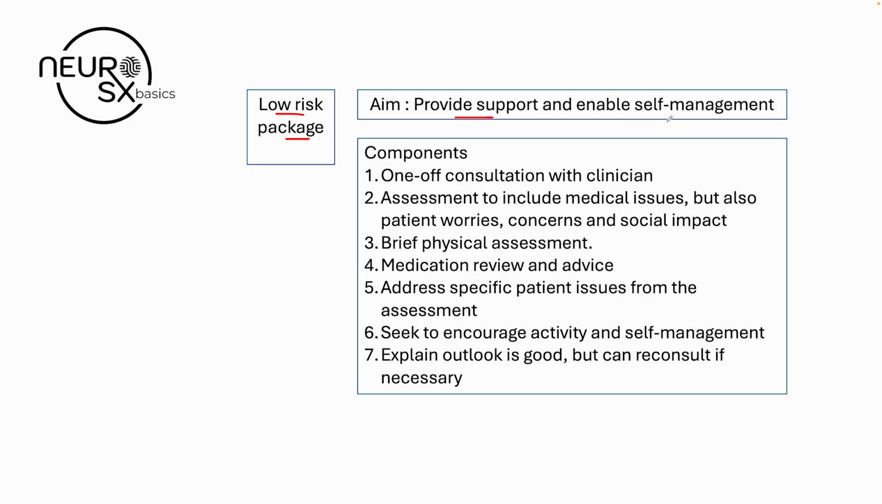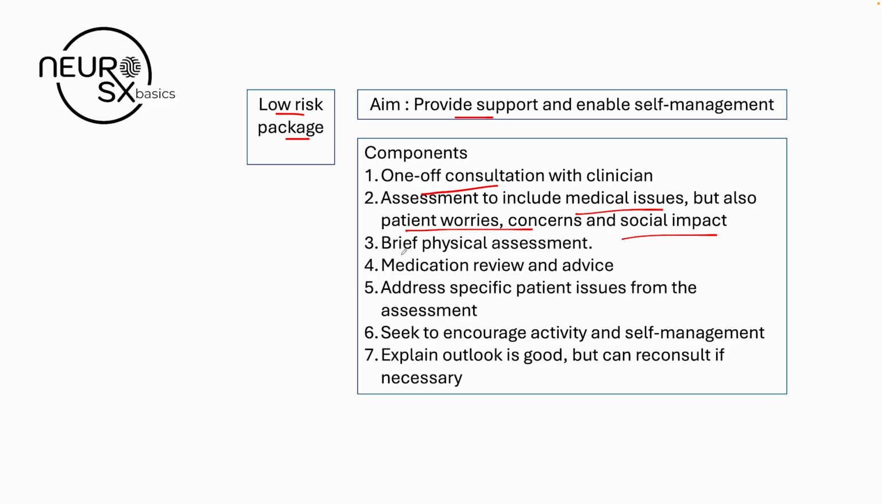Okay, so it is chronic non-specific low back pain with low risk of chronicity. So we'll just provide them with some basic advice and some particular therapies to really allow them to manage the pain themselves. Okay, so the components of a low risk package would be that they just need to have a one-off consultation with a clinician. That's all, just meet a clinician one time. The assessment at that time should include medical issues, but we also want to look at the social impact and the patient's worries and concerns.